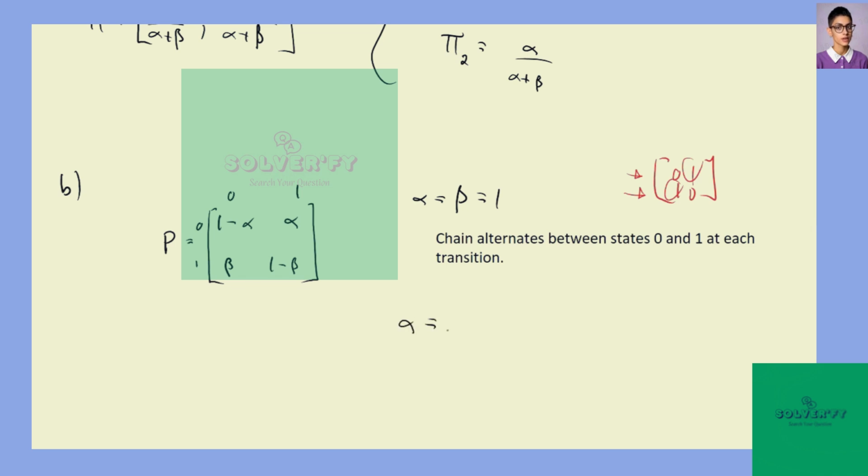If alpha and beta are both 0, then we have a matrix that looks like this. If you're in the 0 state, you will stay in the 0 state with 100% probability. And if you're in state 1, you will stay in state 1 with 100% probability, which means that the chain never changes state.